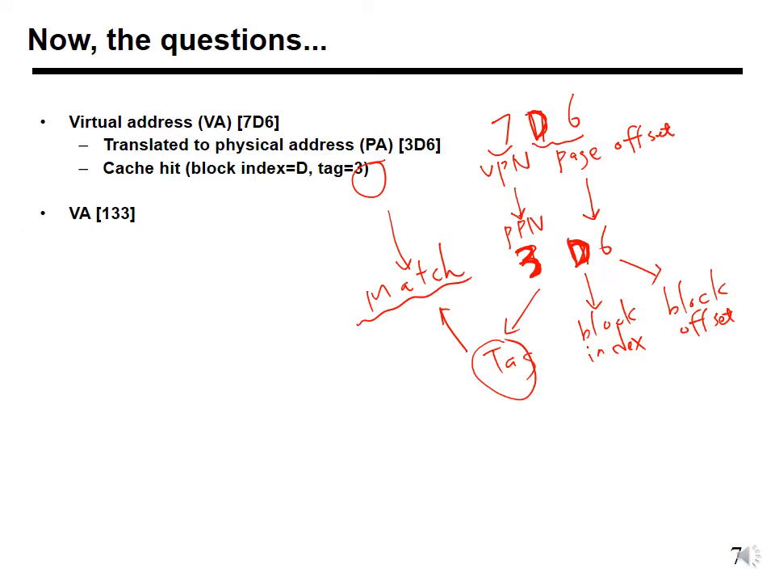Of course, that will be validated using the page table and the cache tag value. In other words, the virtual address 7D6 is virtual page number 7, page offset D6. Using the page table, virtual page number 7 is translated into physical page number PPN 3, and the page offset stays the same. For the cache access, it decomposes into tag value 3, block index D, block offset 6. The tag value 3 is the same as the tag value from the corresponding cache block. So it is a cache hit.